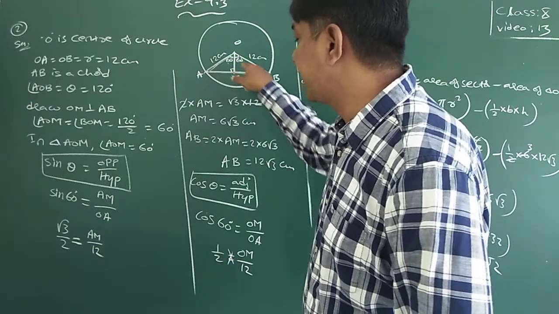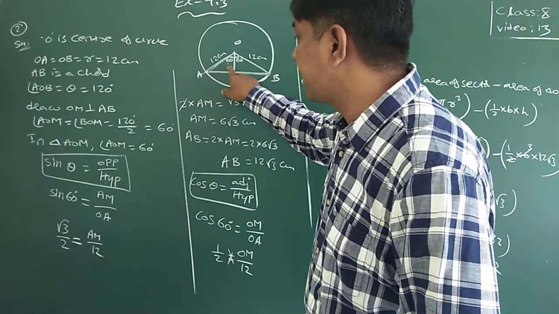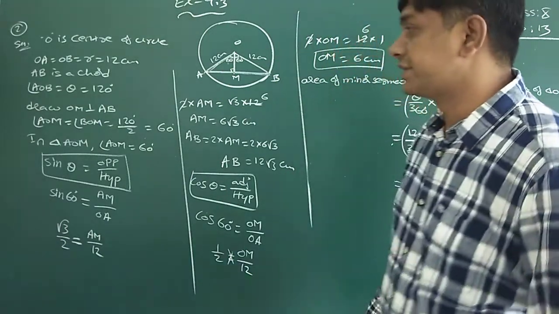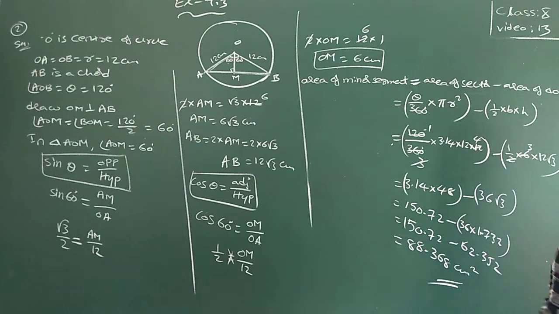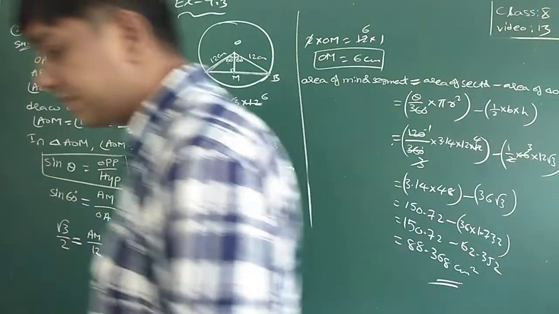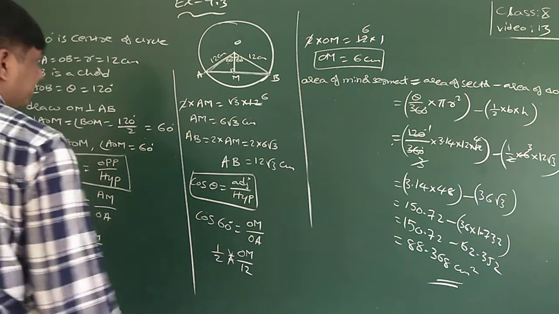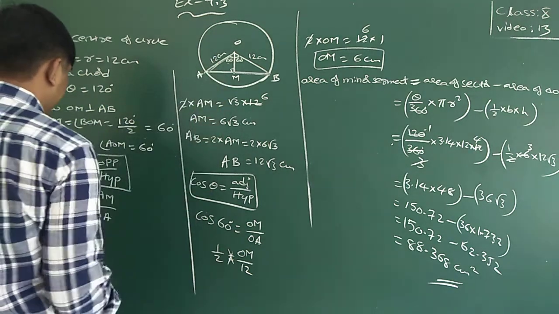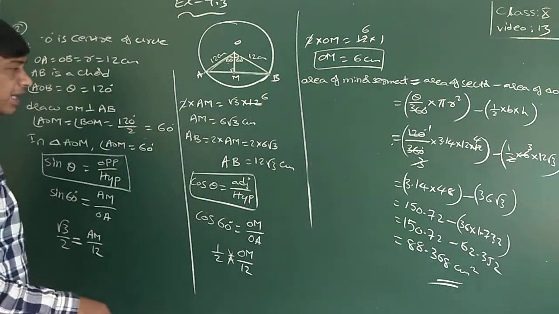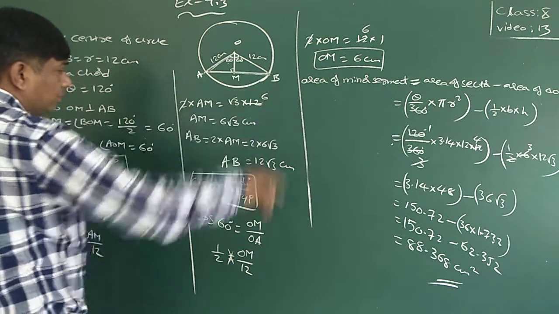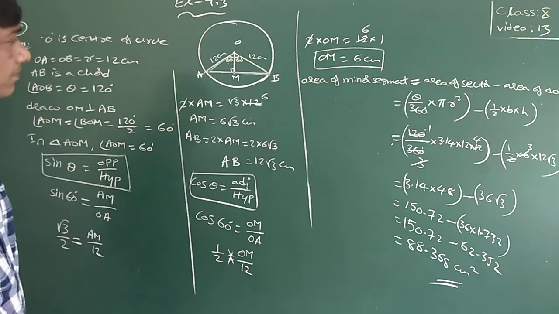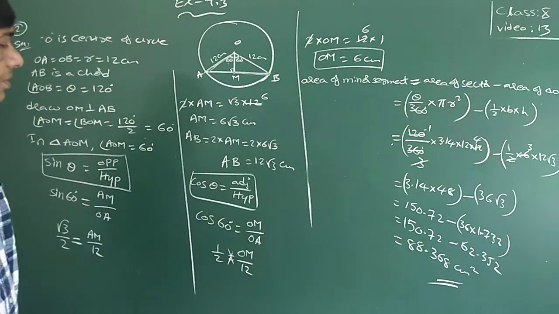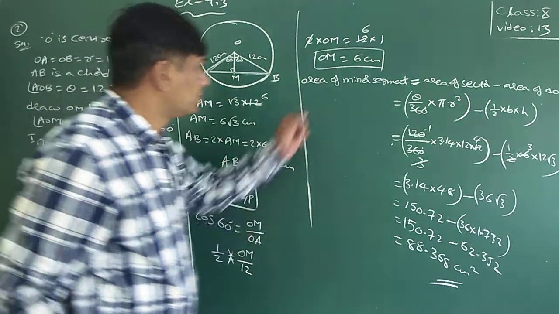Now I got two right angle triangles. From this right angle triangle I applied trigonometric ratios. Without trigonometric ratios you don't get the solution here. If you take the trigonometric ratios, that is the easiest one. Sin 60 degrees means opposite side by hypotenuse. Using that I got AM is 6 root 3, but AB is the base, so AB is equal to 12 root 3. Next, cos 60 degrees equals adjacent side by hypotenuse, and I got OM equal to 6 centimeters.